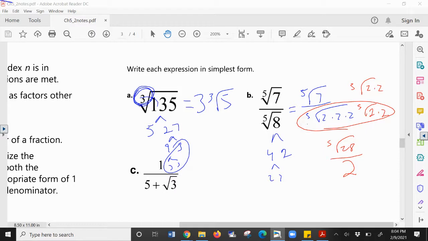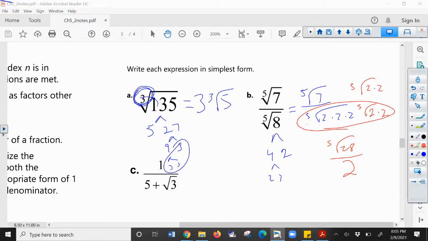If it was the fourth root, I would need 4 2's in the denominator. If it was a seventh root, I'd need 7. The point was that I had a fifth root, and there were 3 2's already, which means I only needed 2 more. So there you go.